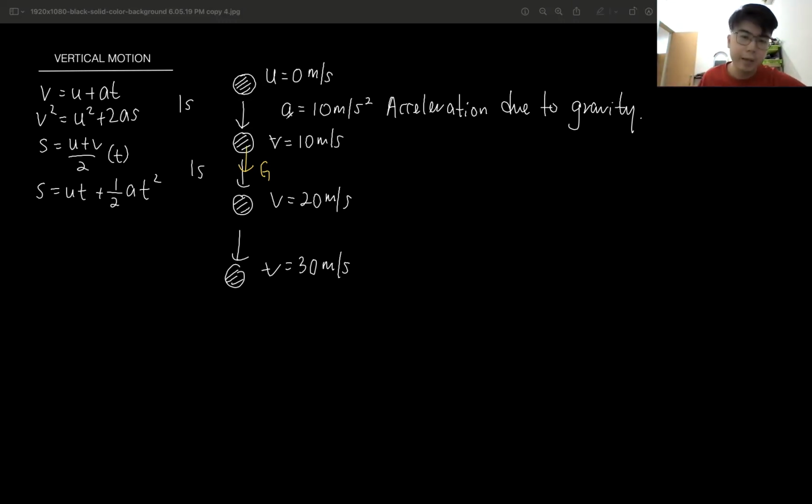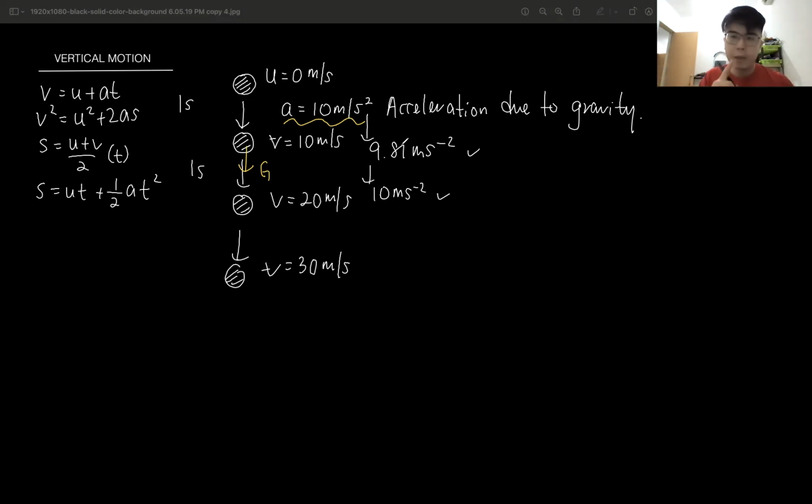Okay, 10. Now to be exact, the real value is 9.8. 9.81 meter per second square. But for calculation, for simplicity, we just use 10. We just use 10 unless the question wants you to use this one. If the question did not state, then you can stick with 10, no problem. I'm talking about in SPM. So 10 meter per second square.